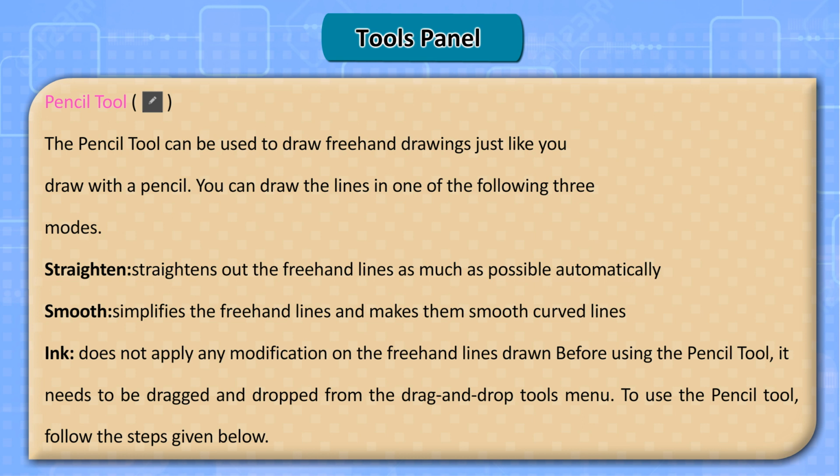Pencil tool. The Pencil tool can be used to draw freehand drawings just like you draw with a pencil. You can draw the lines in one of the following 3 modes. Pencil mode straightens out the freehand lines as much as possible, automatically. Smooth simplifies the freehand lines and makes them smooth curved lines. Ink does not apply any modification on the freehand lines drawn before using the Pencil tool.